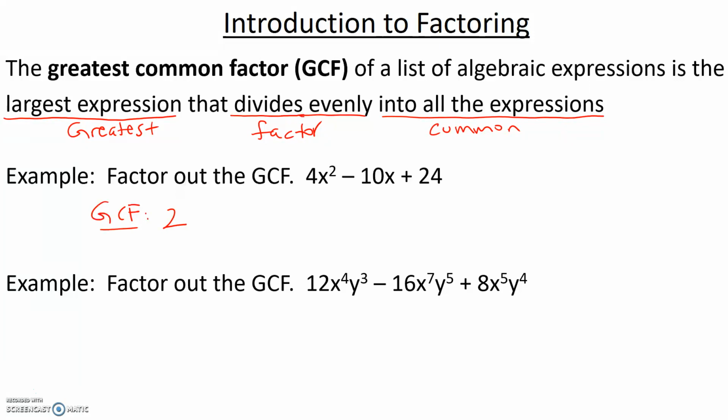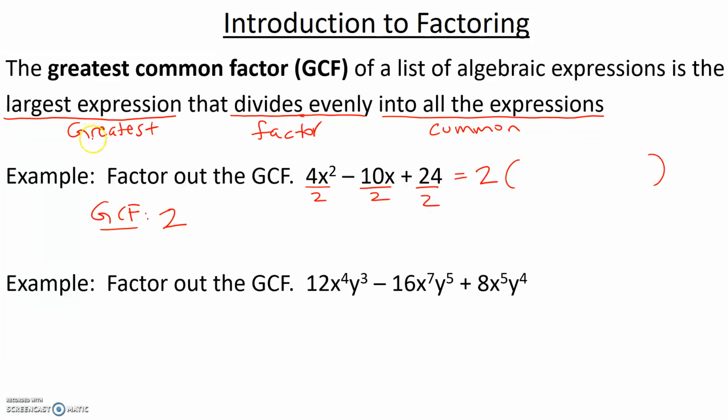Now with the x's, we have an x squared in the first expression and x in the second expression. However, the 24 does not contain an x. Therefore, the x will not be a common factor since it does not divide into all the expressions. So our greatest common factor will simply be 2. To factor out the greatest common factor, write the greatest common factor outside the parentheses. To determine what's inside the parentheses, we will divide each term by the greatest common factor.